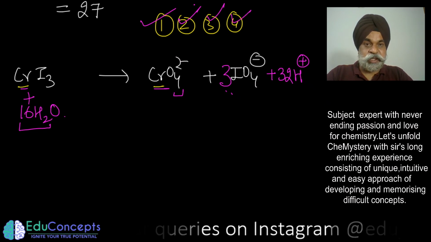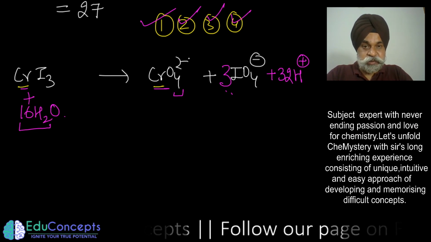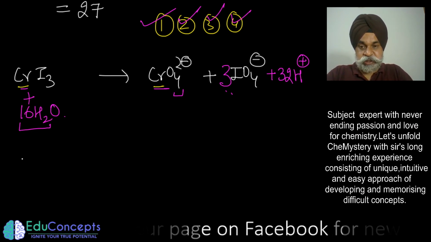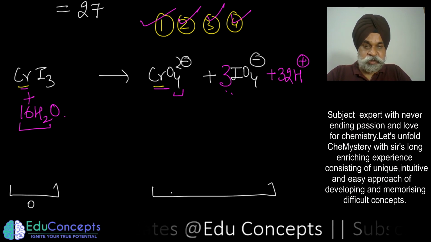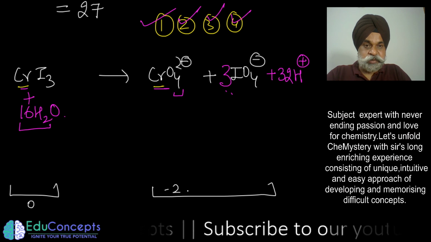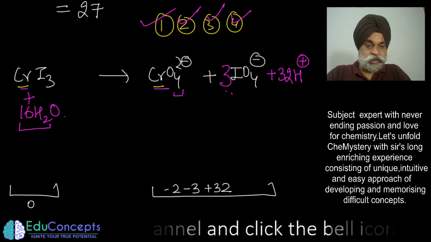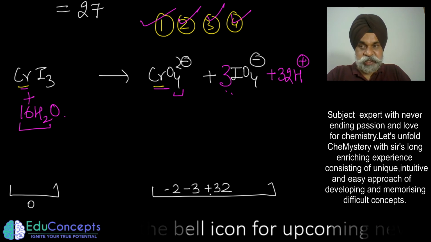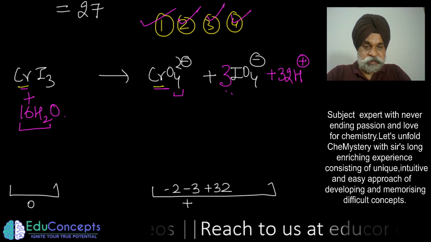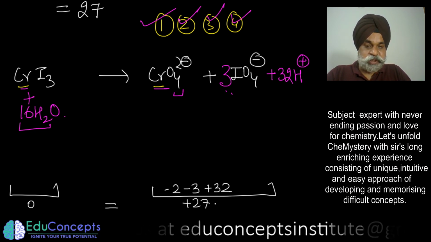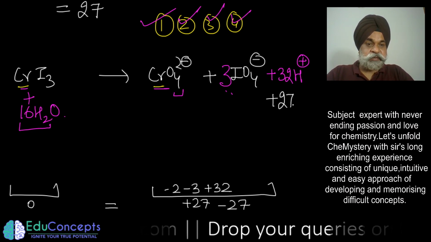Now the fourth point had been to balance the charge. So let us see how much is the charge on the product side. This is 0 charge. And on the reactant side, how much is the charge? It is -2, -3 and +32. So it becomes 27. So did you get it? It is 27 plus 27. So you want +27 to become 0 by putting -27. So I should put 27 electrons here.